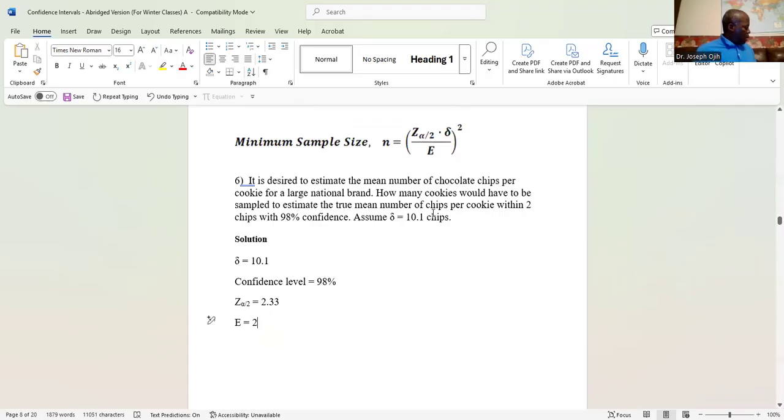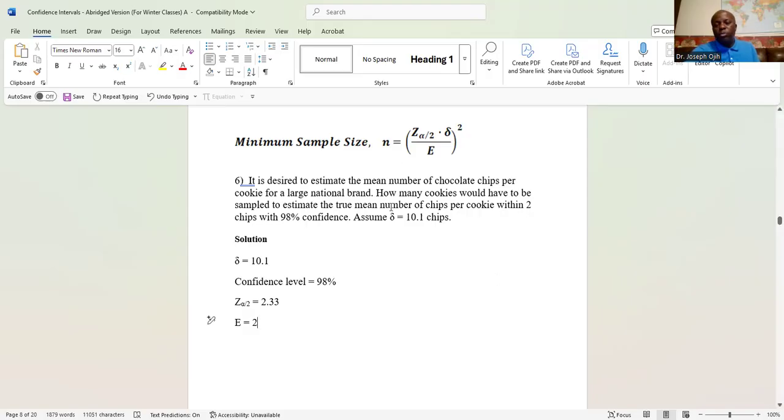Let me write them down. I can go and get the formula here. The n equals z alpha over 2 times standard deviation over error, all squared, which is, write this down. The standard deviation is 10.1. Z alpha over 2 equals 2.33. Error equals 2. Let's go and put this in the calculator.